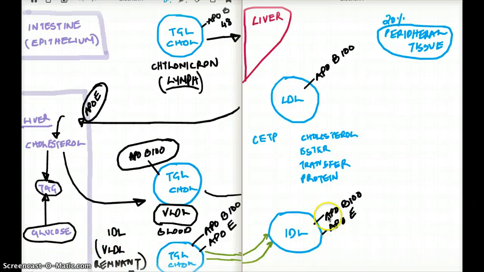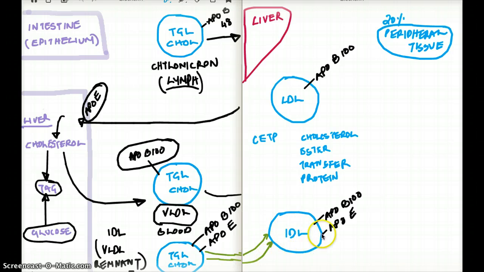So let's continue our story of our IDL, which was our remnant VLDL. I just rewrote it here. So again, the receptors are going to be ApoB100 and ApoE because those were the remaining ones left. Now what's going to happen to this IDL?